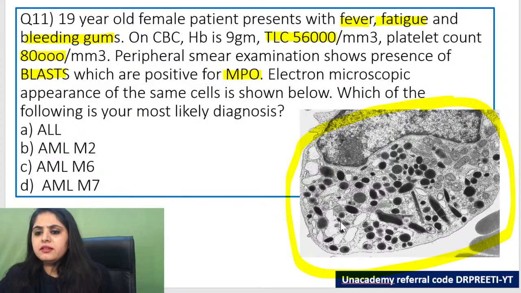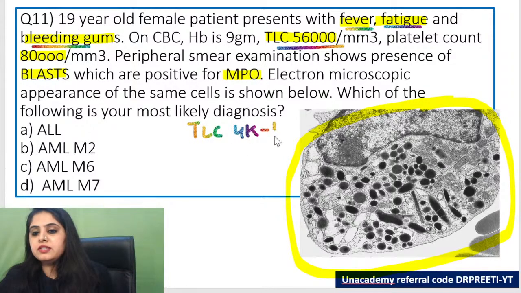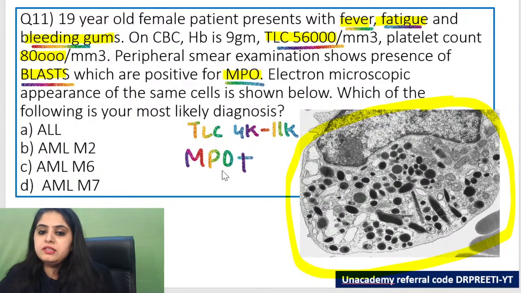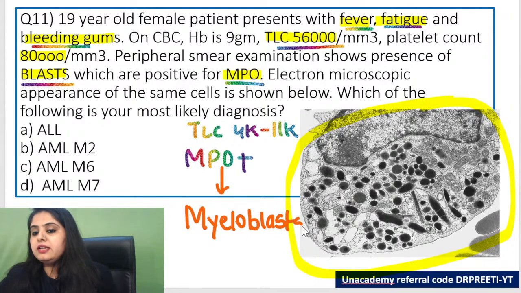Very good. So in this, did you need this picture? Tell me honestly, did you need this picture? I really don't think so. This picture was not needed. I have told you, first and foremost, you have a 19-year-old female with fatigue, fever, bleeding gums. TLC 56,000. Normal TLC is only 4,000 to 11,000. TLC is elevated. And the peripheral smear is showing you blasts. What kind of blasts? You will say blasts are positive for MPO. If they are positive for MPO, it means these are myeloblasts. Very good. They are myeloblasts. So clearly I am dealing with AML.